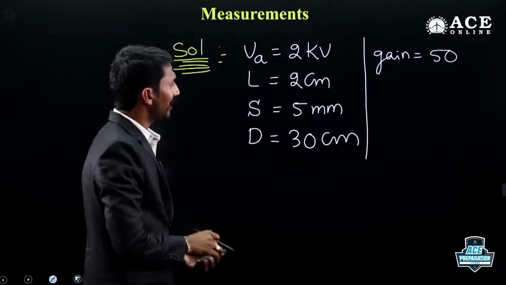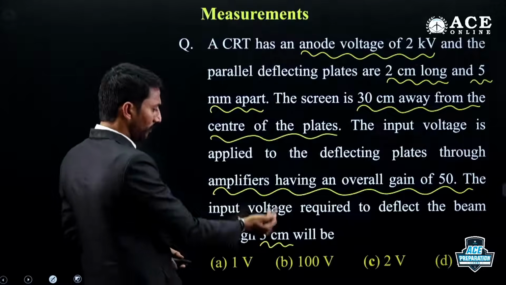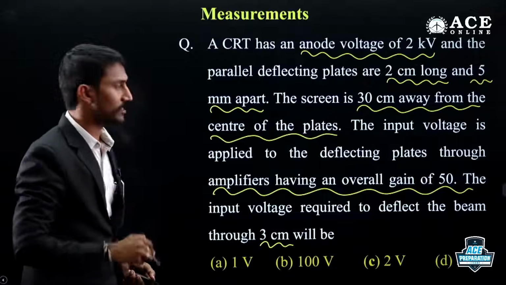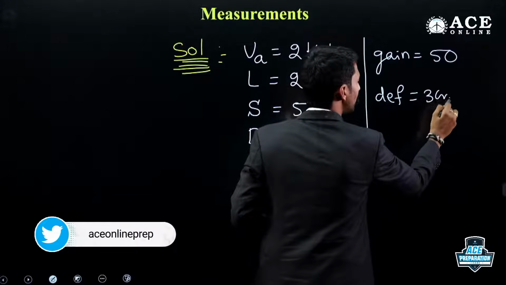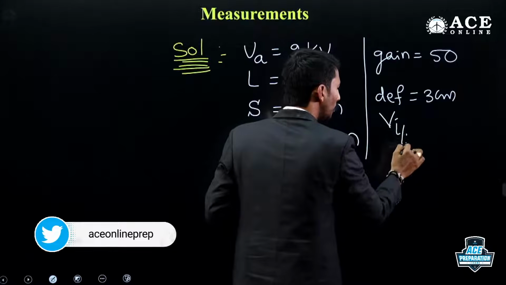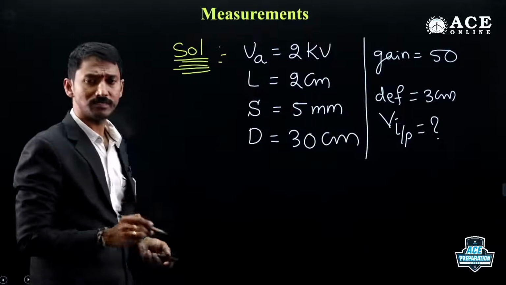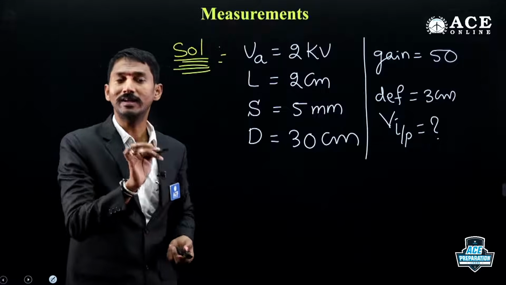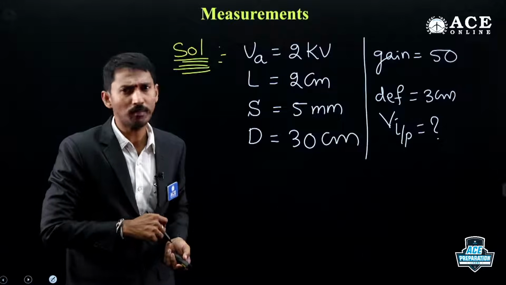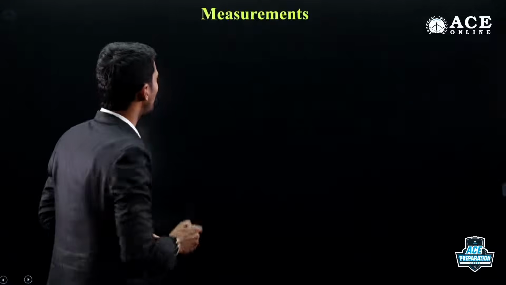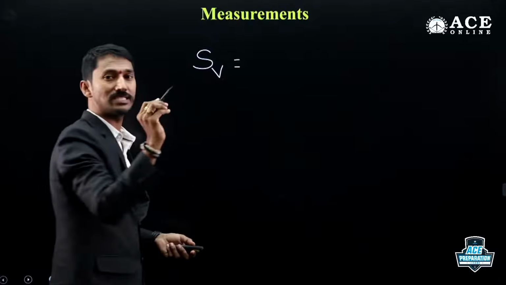Okay. Now, what is he asking? Input voltage required for the beam to deflect through 3 centimeter. So therefore, deflection he is expecting is 3 centimeter, then input voltage is dash. This is the question. Now, in this type of questions, we know the formula, vertical deflection sensitivity. Let us find out that first. Here, vertical deflection sensitivity, I am writing as SV.